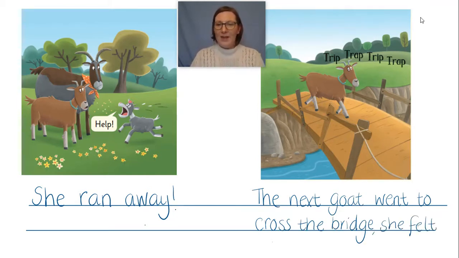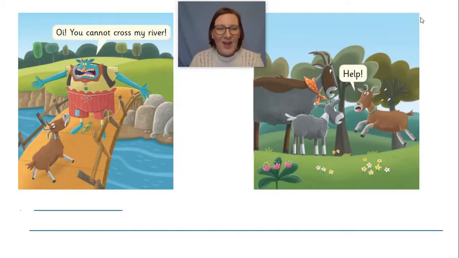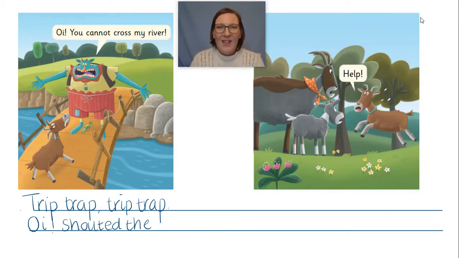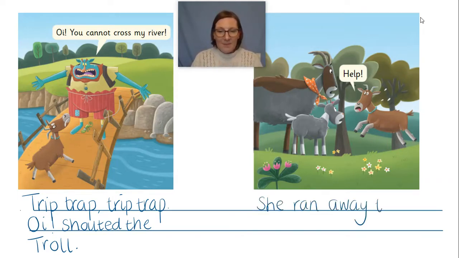She felt quite brave. Can you remember that saying again that they did? Trip, trap, trip, trap. That's it. Okay. And the troll shouted, oi, you cannot cross my river. Oi, shouted the troll. And that goat, she ran away too. Didn't she? She was too scared. She didn't want to cross the bridge. She was frightened of that troll. He does look very scary, doesn't he?